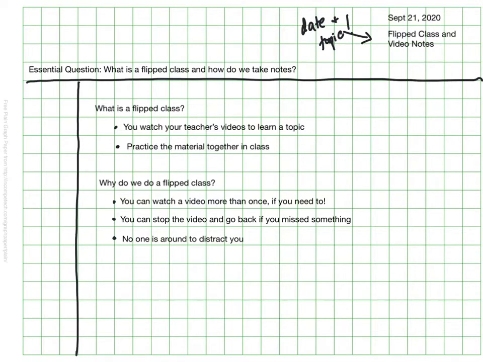Another great reason is that there's no one around to distract you. So sometimes your friend might be making funny faces in class, or a classmate's kind of being noisy, or sometimes even a little annoying. It's hard to focus sometimes, right? But that's not a problem when you're by yourself and you have your headphones on and you're just listening by yourself.